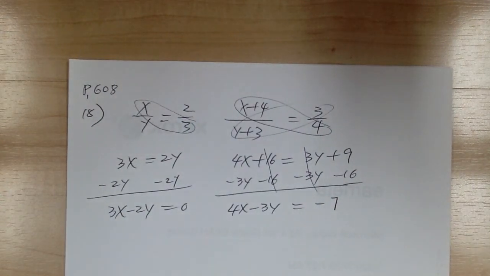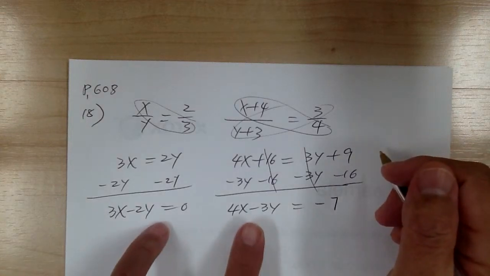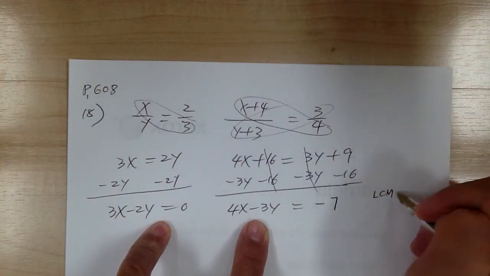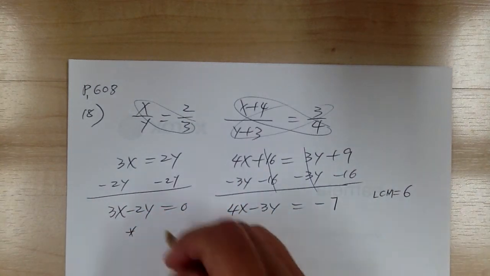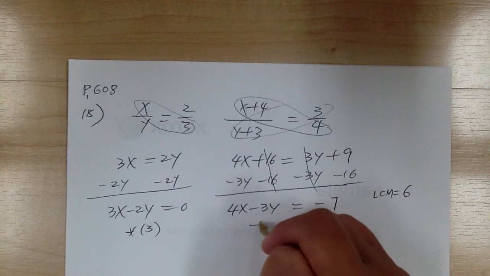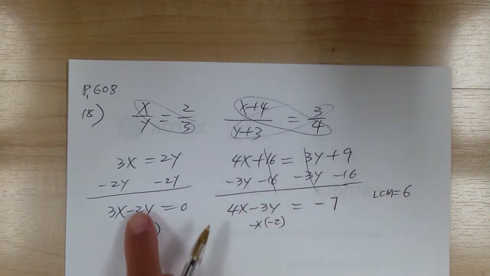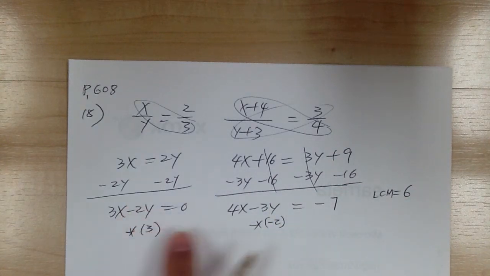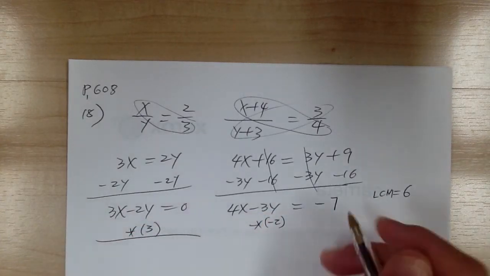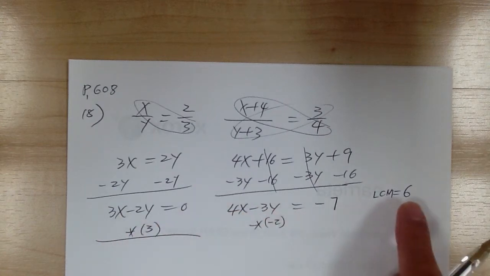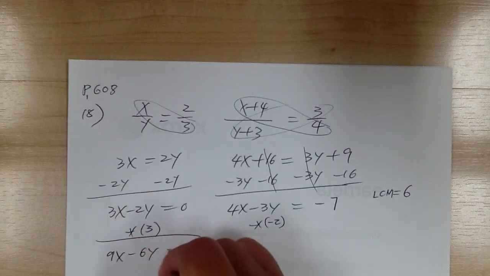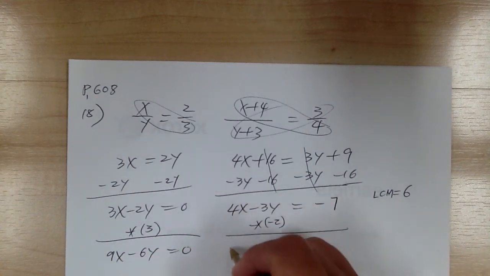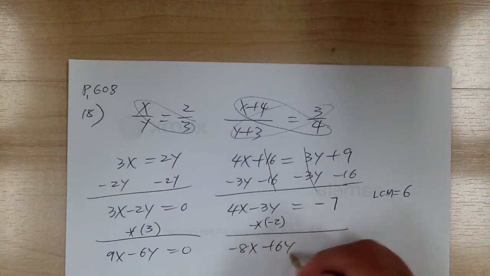Okay, so now I need to get the LCM. So I'm going to do the y. Okay, so LCM for y is 6. So I'm going to multiply this by 3, and I need to multiply this by negative 2. Okay, so again, when I multiply by 3, this will give me a negative 6. This will give me positive 6. Okay, so you can get your LCM. So choose one variable that you want to eliminate and get an LCM for that. So when you multiply, you get 9x minus 6y equal to 0. This one, when you multiply, you get negative 8x plus 6y equal to 14.